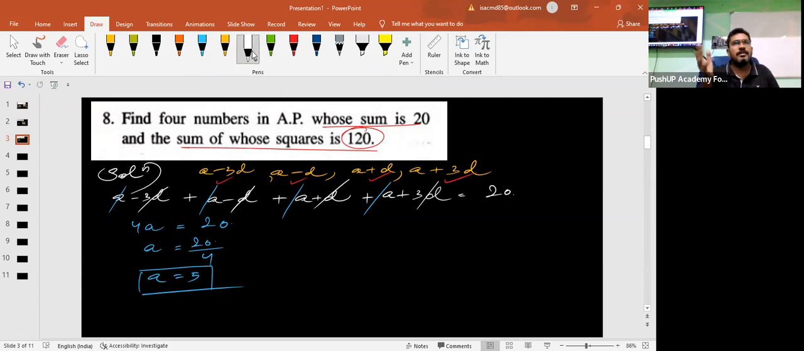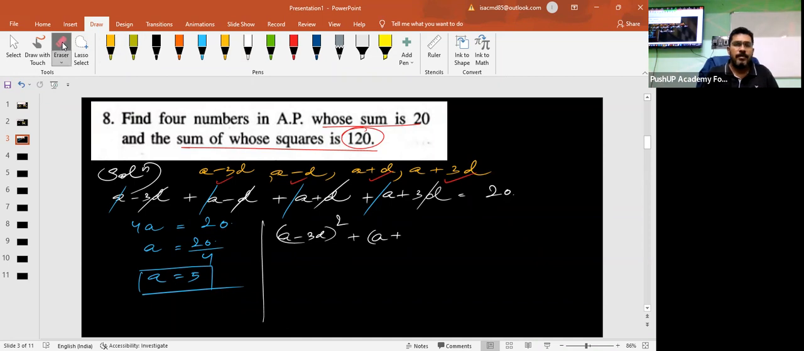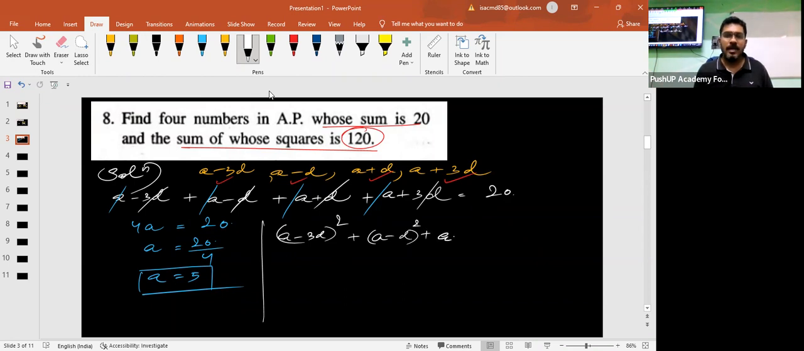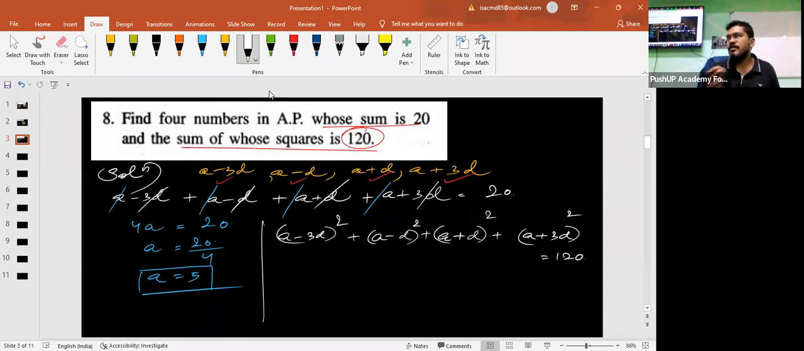So when they ask us to take the sum of the squares, it means all the 4 terms have to be squared and then added up together, right? So it can be written as (A minus 3D) the whole square plus (A minus D) the whole square plus (A plus D) the whole square plus (A plus 3D) the whole square. And the sum of the squares of all these 4 numbers would be equal to 120.